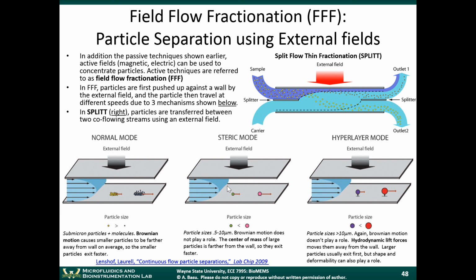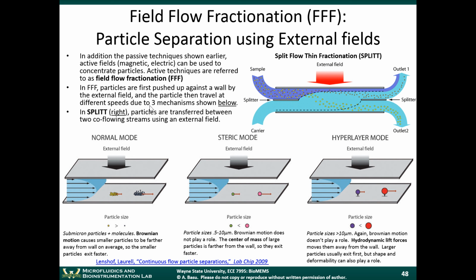So there's 3 methods in field flow fractionation. The general technique is as follows. Use some type of active field, like magnetic and electrical fields, to push the particles against a wall. Now this is similar in principle to pinch flow fractionation. The particles were being pushed up against a wall by the sheath flow. In this case, we're using external fields like electric or magnetic fields to push the particles against a wall.